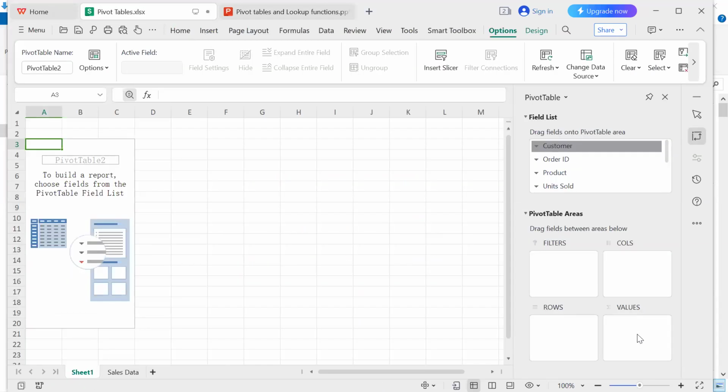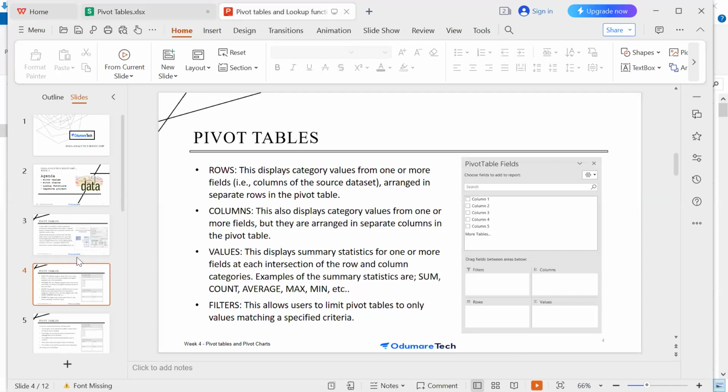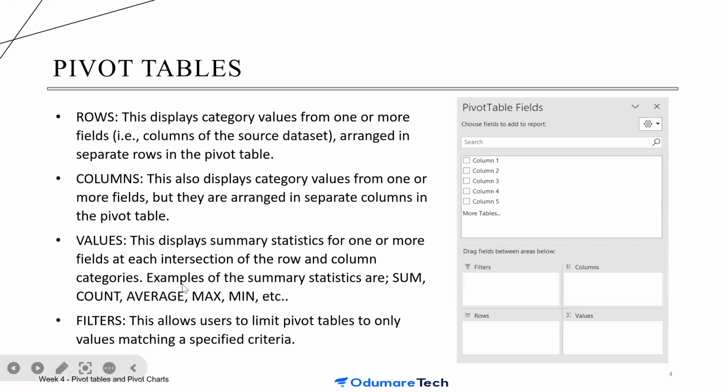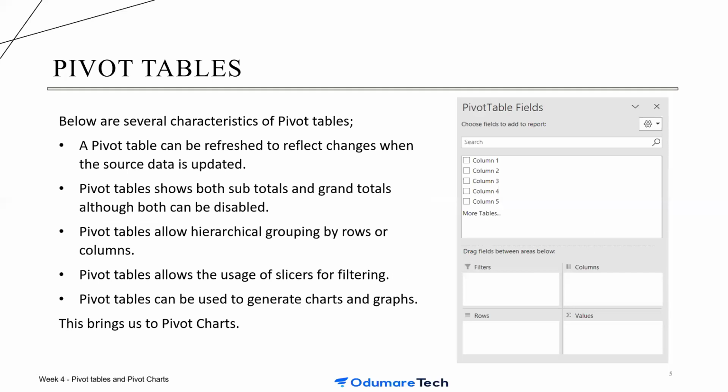Okay, we don't have any data here. I don't want to start now, but don't worry. All these plenty English that you see, don't be confused about them. When we start putting these things into practice, you'll have a better and perfect understanding of it. The filter allows users to limit pivot tables to only values matching a specific criteria. I will try out all of these things and then you see how that works.